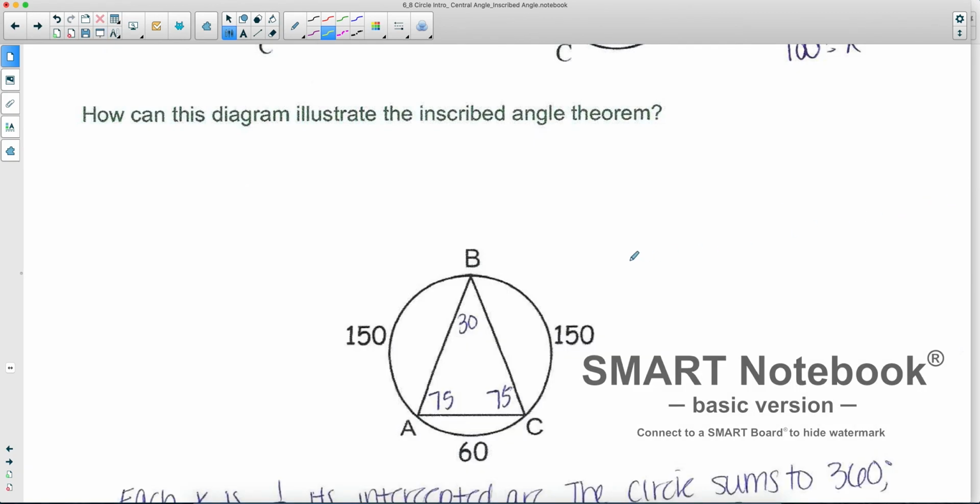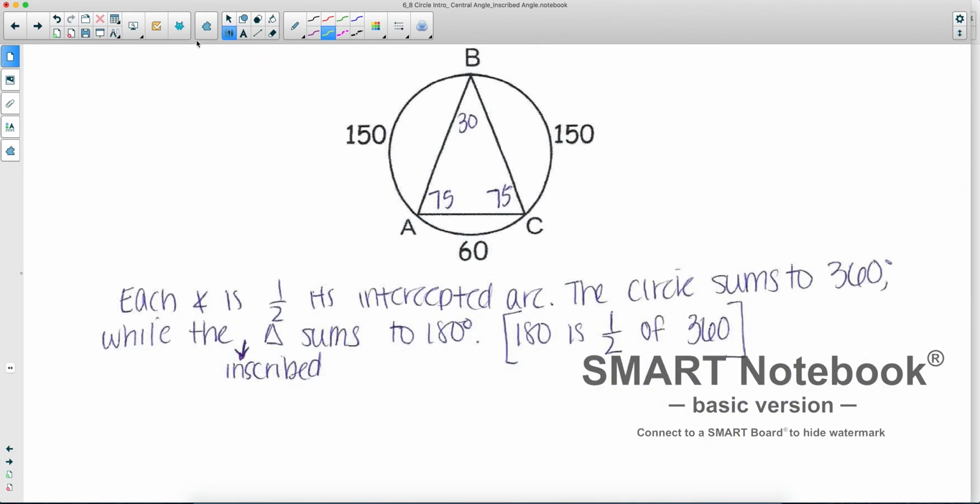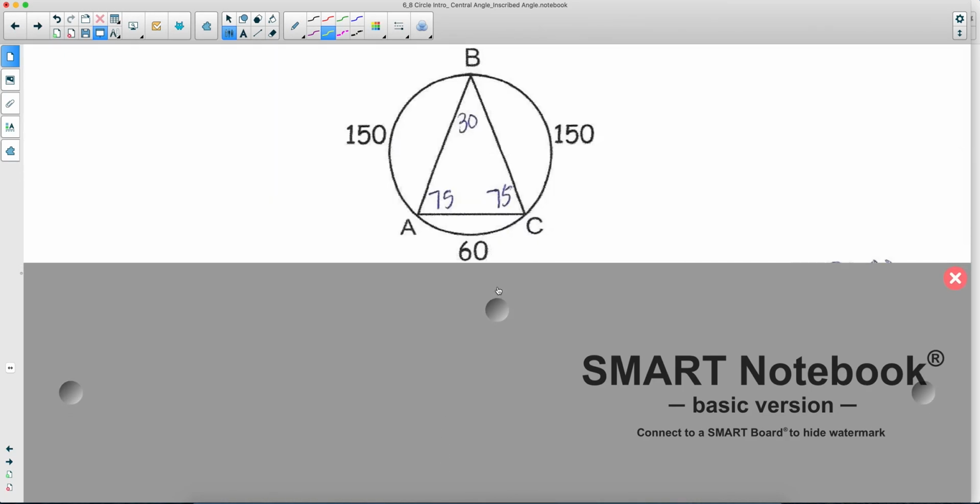So if you take a look at this picture, it says, how does this diagram illustrate the inscribed angle theorem? Now, this really goes back to a lot of different thoughts here. So first, how did I get all these numbers? For angle B, I ended up with 30 because I know that angle B intercepts arc AC, here to here. This is an inscribed angle since it's on the circle. So the 30 I have is half of 60.